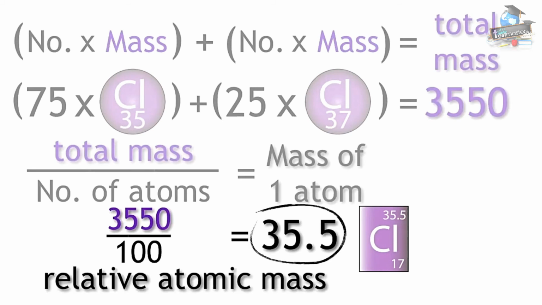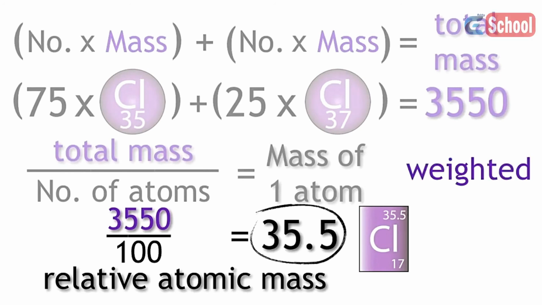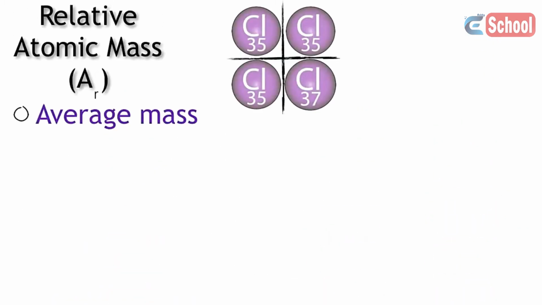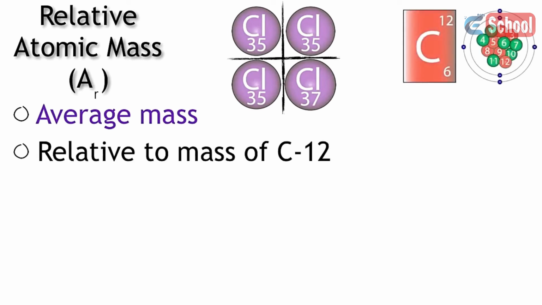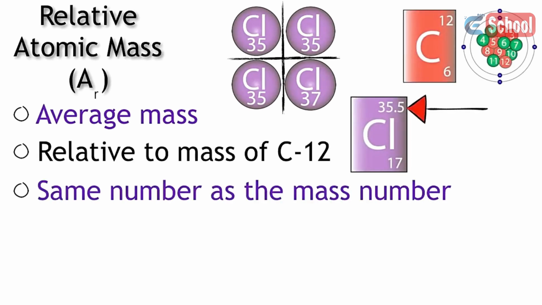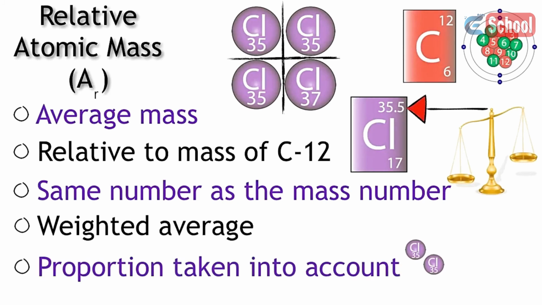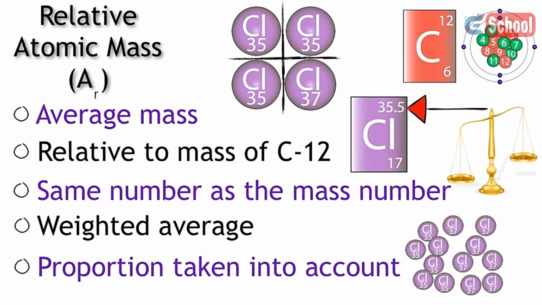The relative atomic mass has a value closer to 35 because there are more atoms of chlorine-35 than chlorine-37. It is a weighted average. So the relative atomic mass of an element is defined as the average mass of the naturally occurring isotopes of the element relative to the mass of an atom of carbon-12. On the periodic table, it is the same number as the mass number. The number is a weighted average, and when calculating its value, the proportion of an isotope in a sample must be taken into account.